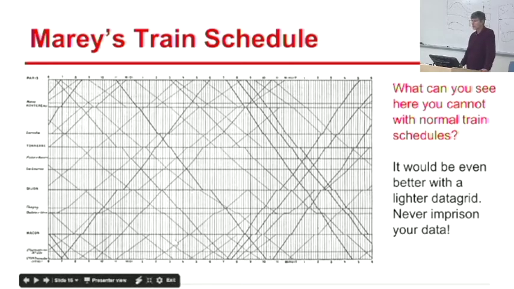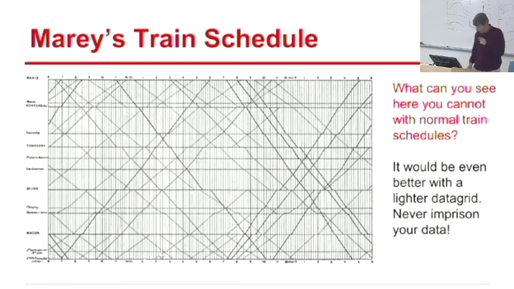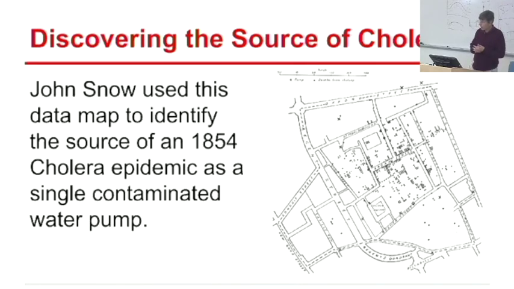I wonder why they bother to send a train from Macon to Lyon? That's kind of interesting to me. So anyway, a good visualization, you see different things. Does everybody agree? Okay, has anybody ever seen this map before?